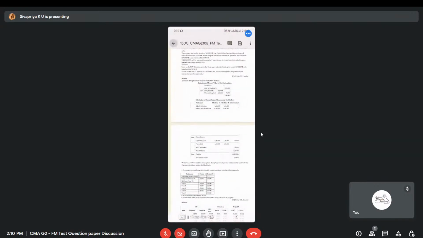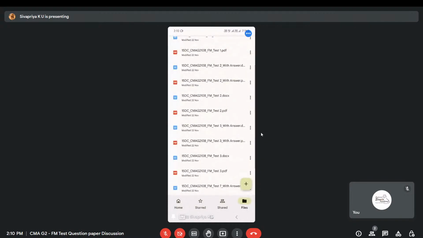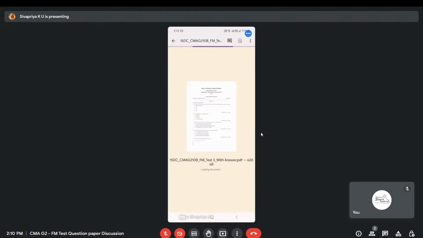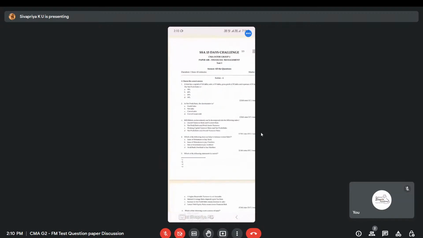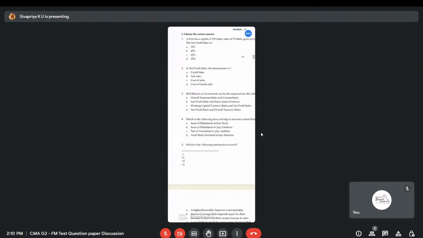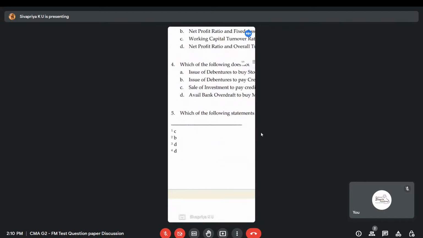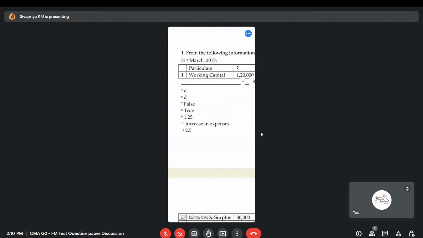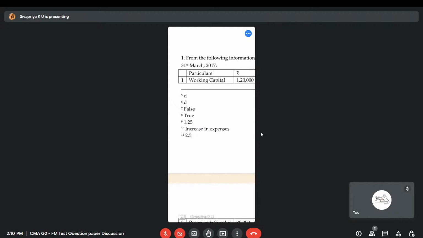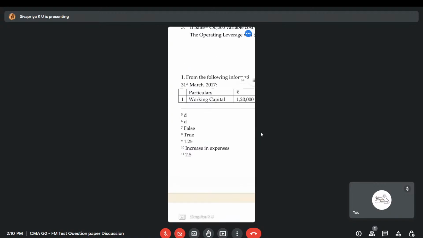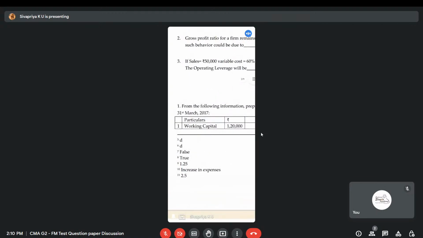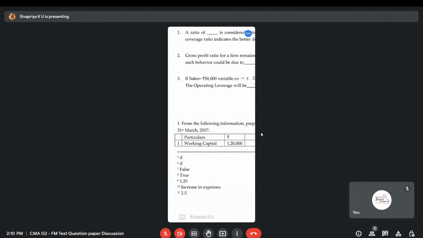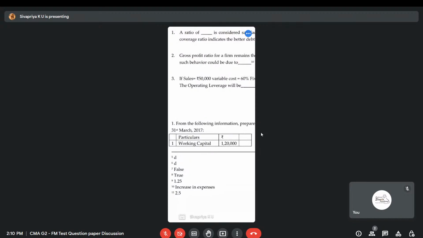Then test 3. So section A, choose the correct answer. 1 C, 2D, 3D, 4D, 5D, 6D. Then true or false? First one is false, second one is true. Then fill in the blanks. 1.25 and for the next one increase in expenses, and for third one the operating leverage will be 2.5.